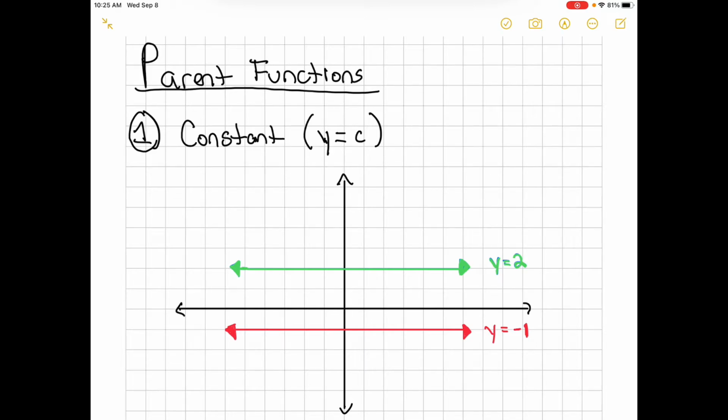And that's y equals some number. So I put 2 on here, y equals 2 and y equals -1. It's just a horizontal line.